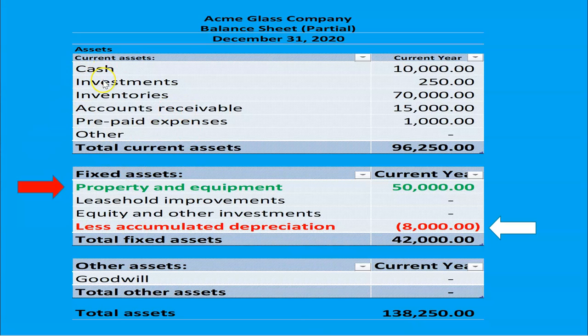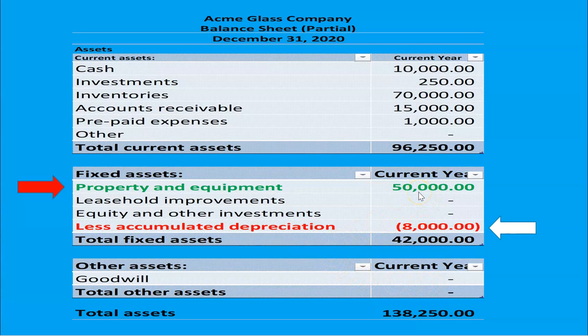Over on the balance sheet, this is a partial balance sheet. We have our current assets up here. We're not really interested in those right now. We're interested in this fixed asset section or long-term asset. We're going to play pretend here that we only have property and equipment totaling $50,000. This is our delivery truck right here. This is a very, very simplified balance sheet.